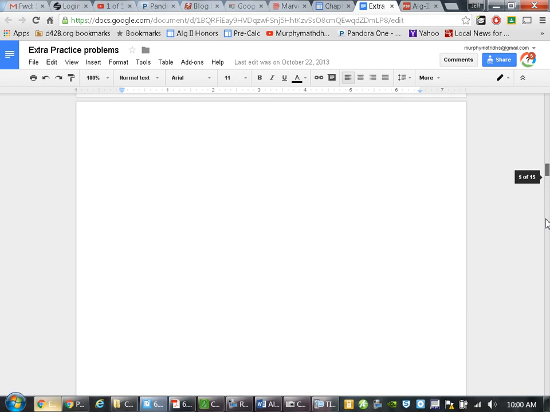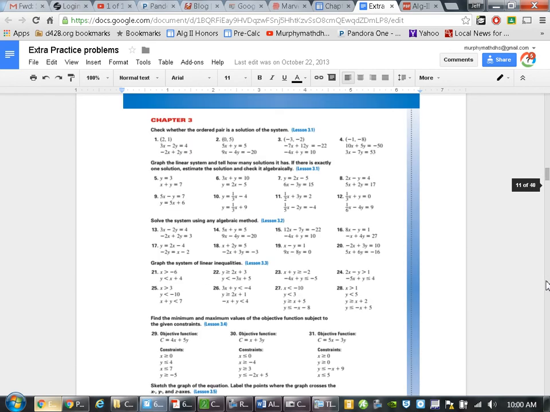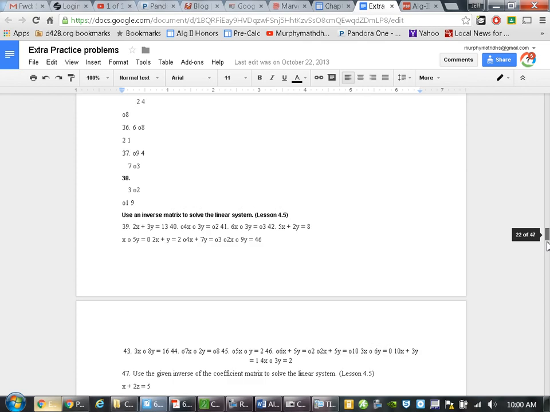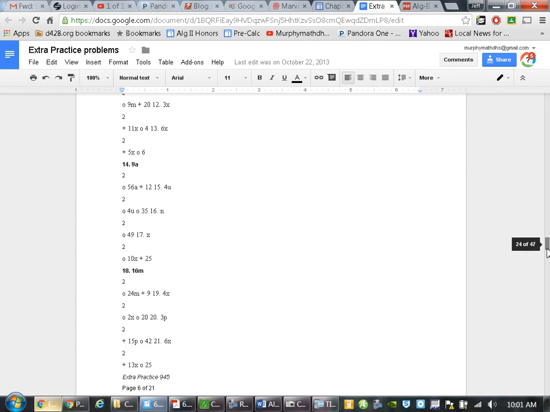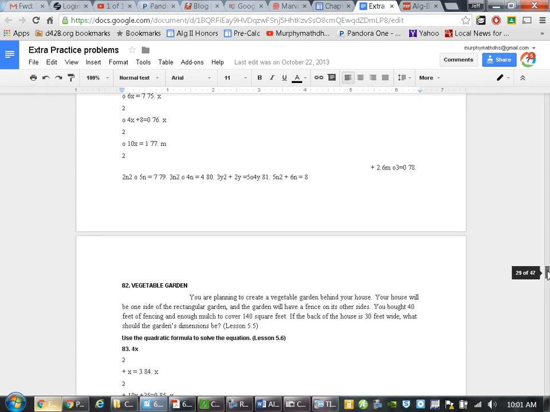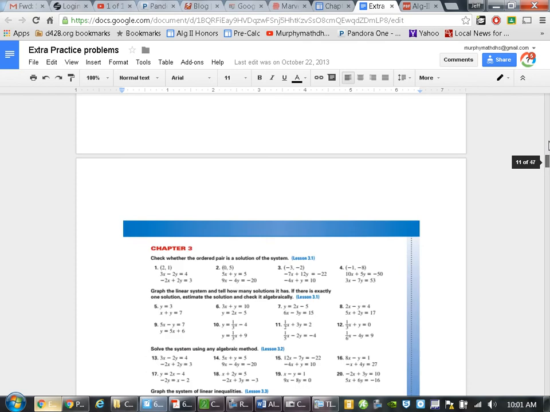Is there an answer key? I don't think so for this one. But you can scroll through and you'll find chapter 6 somewhere. I don't know why the fonts are all messed up, but it's all there.